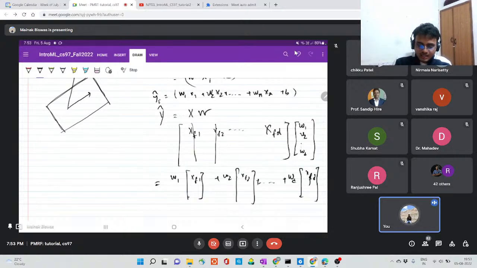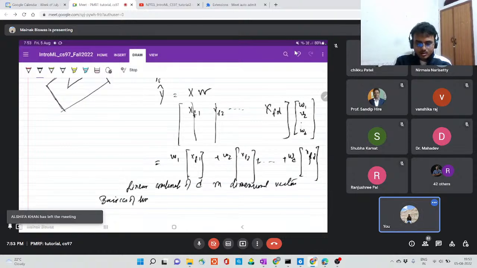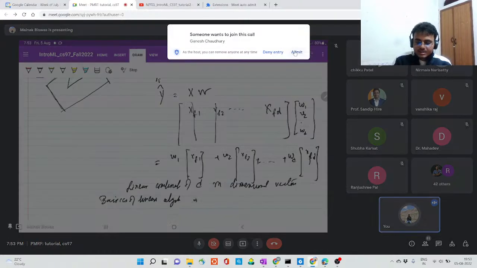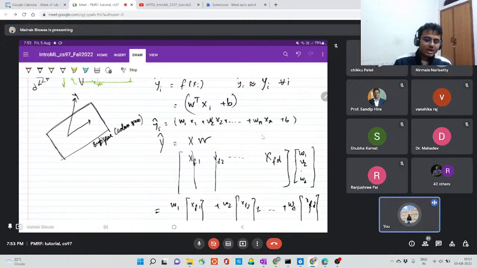So this is actually a linear combination of d m-dimensional vectors. The basics of linear algebra will say this will not span the entire space. It will be a plane in the space. This is a subspace that it will span, known as the column space. This is the vector that we want to predict.